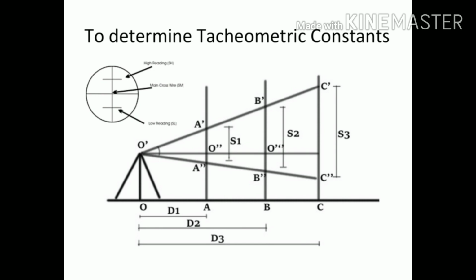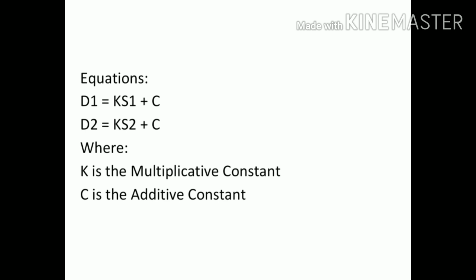Similarly, now keep the leveling staff at a known distance D2, that is at point B. Here also measure the upper and lower hair readings and get S2. Also, you have to note here that the line of sight should be horizontal, that is the vertical angle of the theodolite should be 0. Now, from the experiment we have obtained staff intercepts S1, S2 and we know the distances D1 and D2. With the help of the equations D1 is equal to K S1 plus C and D2 is equal to K S2 plus C, we can calculate K and C.